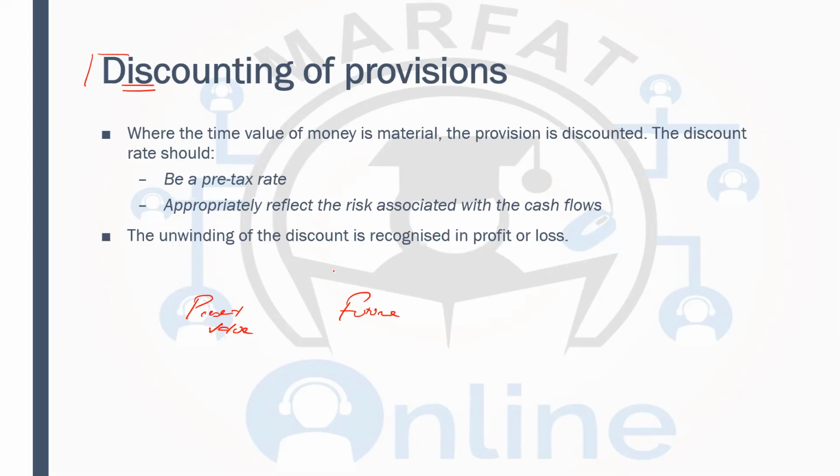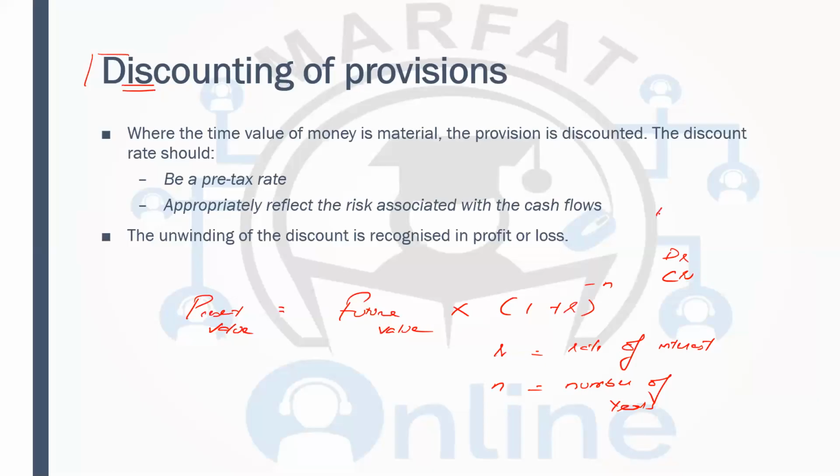So what liability, what provision should you recognize now? Present value equals future value multiplied by (1 plus r) raised to the power minus n, where r is the rate of interest and n is the number of years. So what you are going to do, taking the example of decommissioning the asset, is debit asset because that cost is capitalized, and credit provision.